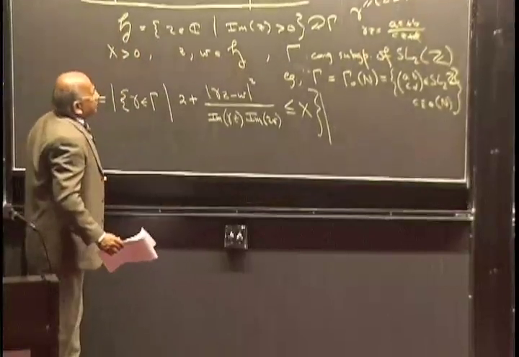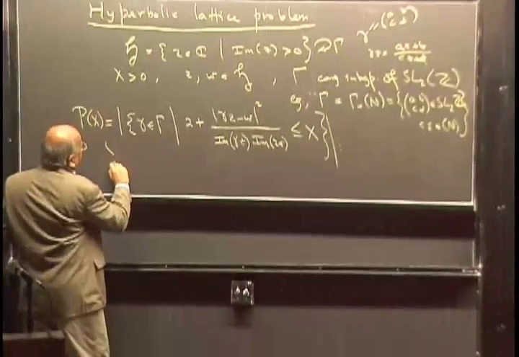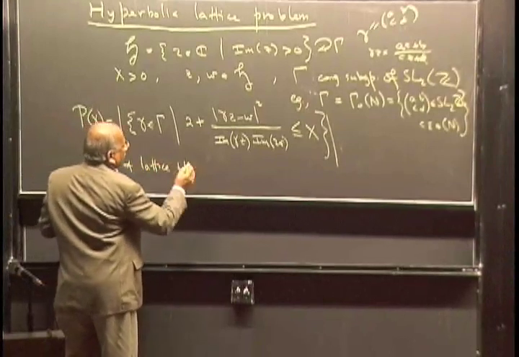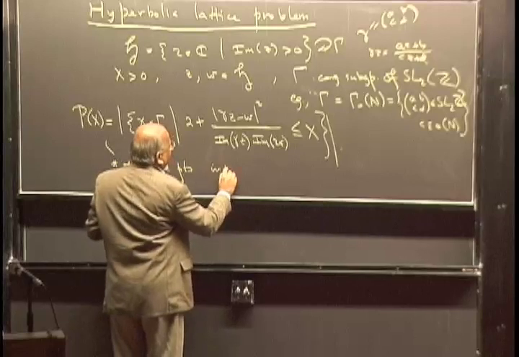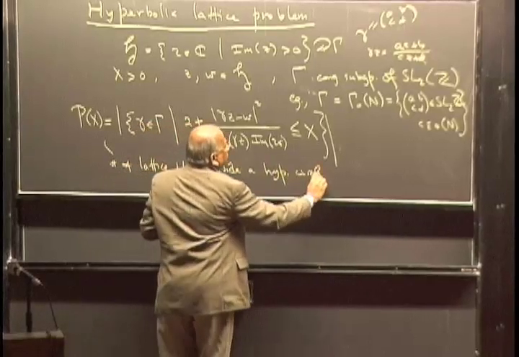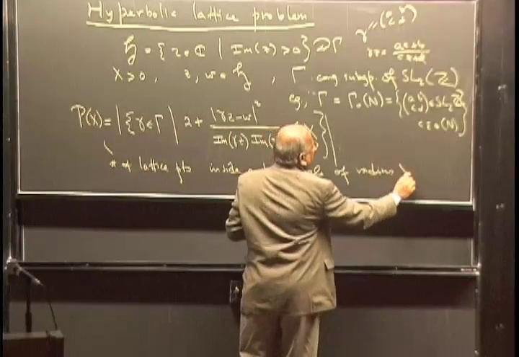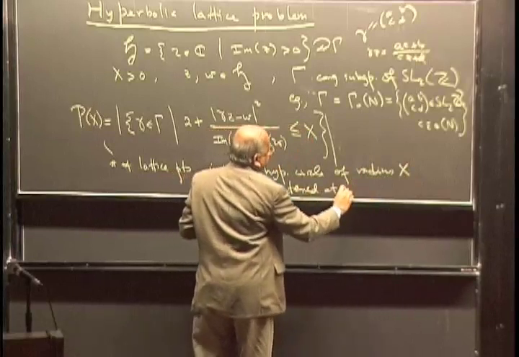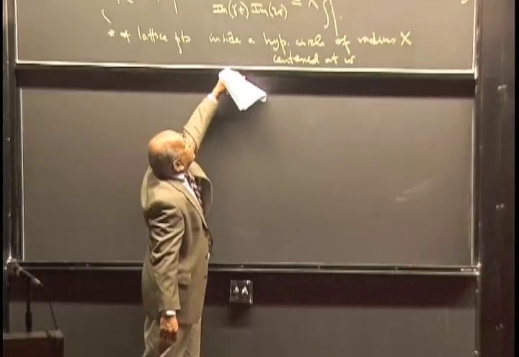Essentially, it's computing the number of lattice points inside a hyperbolic circle of radius x centered at W. So you take these things here.